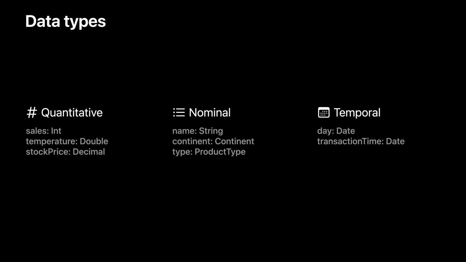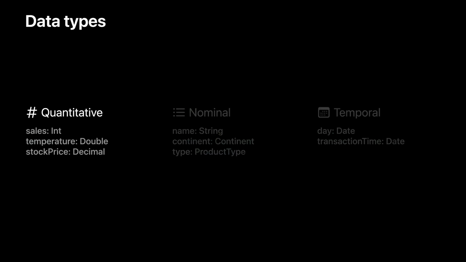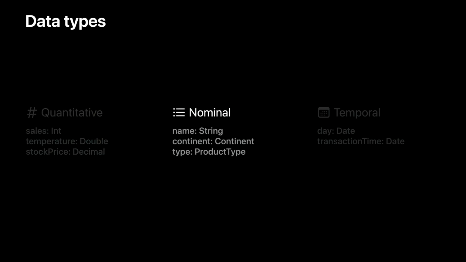Swift Charts supports three major types of data: quantitative, nominal, and temporal. Quantitative data is a numerical value, such as the number of products sold, the temperature of a room, or the price of a stock. Swift Charts treats Swift numerical types such as int, float, and double as quantitative data. Nominal data or categorical data represent discrete categories or groups. For example, the name of a person, a continent, or a type of a product. You can use a string or a custom string-valued enum as nominal data.